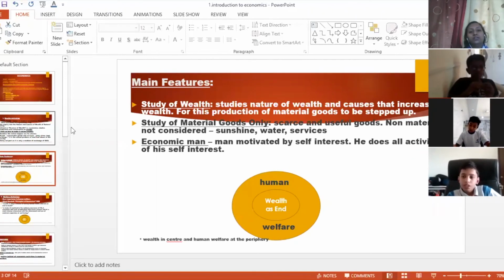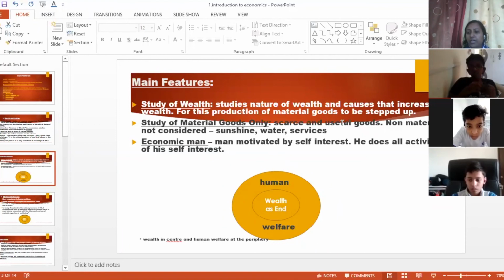Services and wealth, nature and causes. The first thing we get is that he studied only the nature of wealth. Wealth is the central point. Wealth, increase of wealth, accumulation of wealth is the end of economic activity. He studies the nature of wealth and the causes that increase this wealth. Economics is only a study of the nature of wealth and what causes this increase.